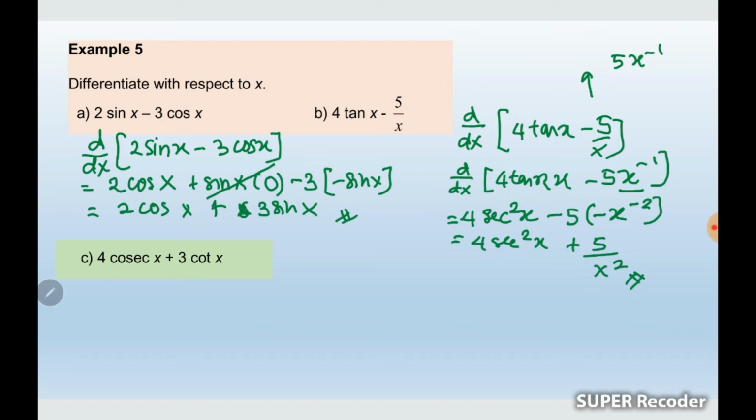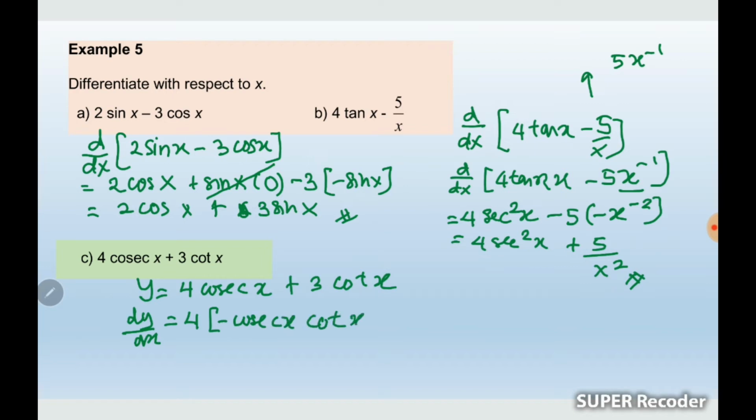What about C? For C, I would like to write in another form. I will let y equals 4 cosecant x plus 3 cotangent x. So dy dx is 4 times, differentiate cosecant x, we get negative cosecant x cotangent x. Plus 3, differentiate cotangent x, the answer is negative cosecant squared x.